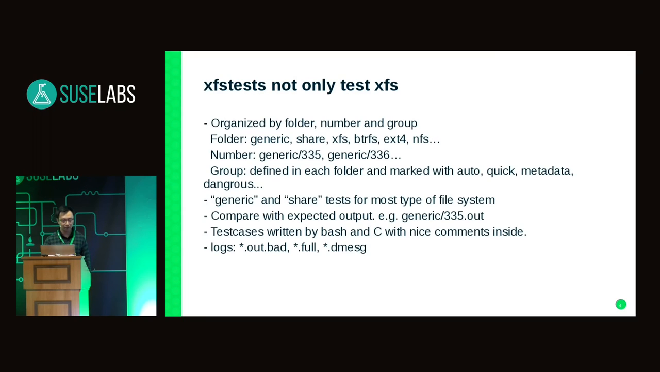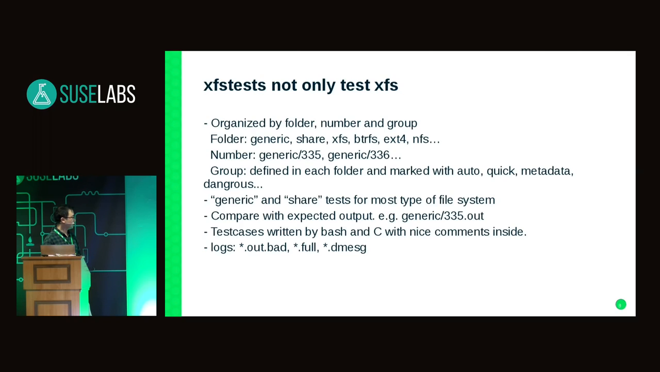I will talk a little bit about the upstream xfstests. The previous one I told about, the SLE FS test, seems like a framework for how to run xfstests. So xfstests, the name starts with XFS, but it's not only testing XFS. It can also test Btrfs, ext4, NFS or something like that. It's organized by folder, member, and group. Looking into the folders, there's generic, shared, and the different types of Filesystem. In each of the folders, the different test cases are named by numbers.